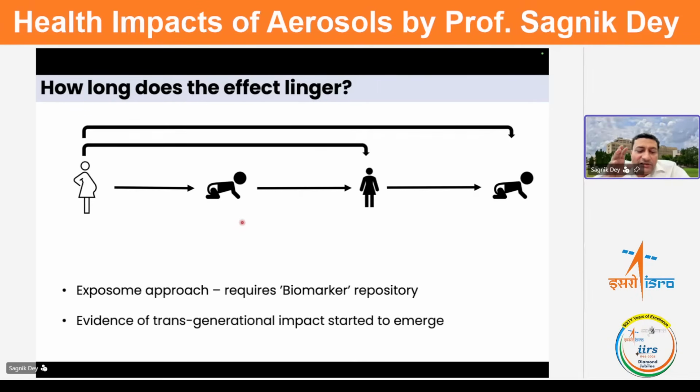For that, we need to generate evidence at an individual level, and for that, we have to take an exposomic approach, because throughout the lifetime, an individual is exposed to many other things. Unless we develop a capability in house to build a biomarker repository and all, we cannot answer these questions as of now. Even globally, this question is not fully understood. How long can you see that effect? Only recently some studies have started. Probably in another 5-10 years, we will have some more answers on this.